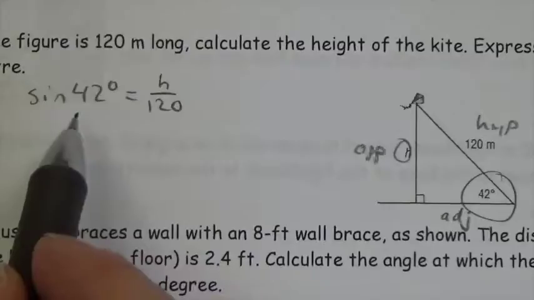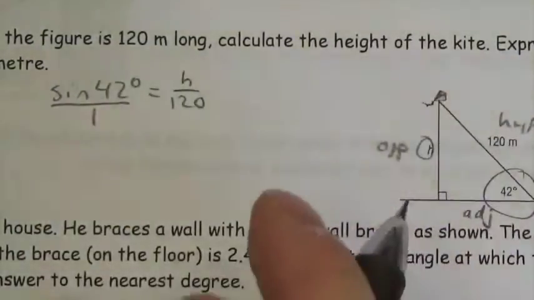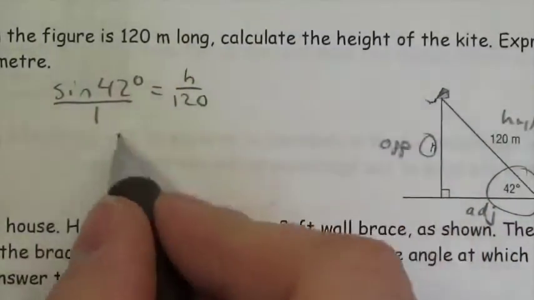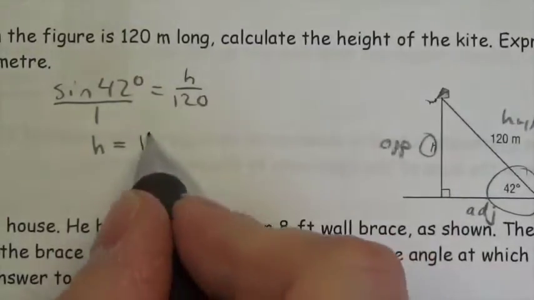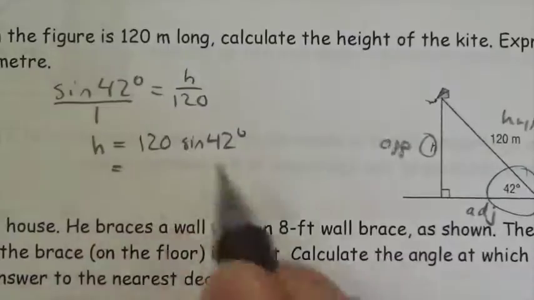Now I already know this is just going to be a number here. So I'm going to leave that in there for now. I'll get to it later. I know the calculator knows it. I have faith. I'm happy. So I'm going to cross multiply here. 1 times h is h, and that's going to equal 120 multiplied by the sine of 42 degrees.